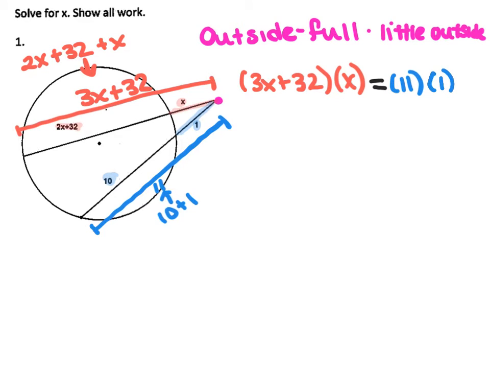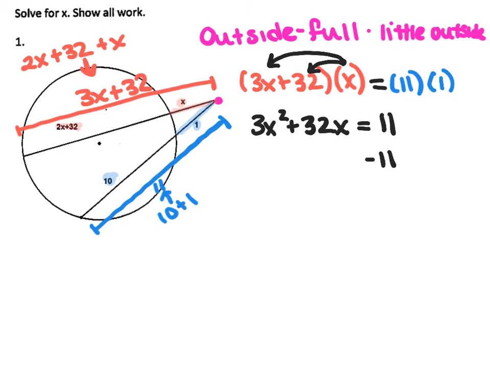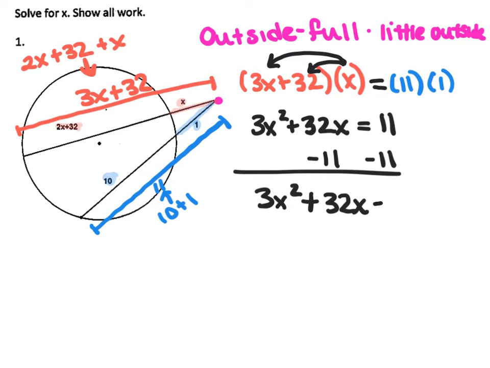Now from here, we're just going to solve like we would a normal equation. So for the top part, we're first going to distribute. So I can distribute the x to the 3x. We get 3x squared, and the x to the 32. So it's plus 32x, which equals 11. Now because we have an x squared that we're not going to be able to get rid of, we need to set this equal to 0. So I can subtract 11 from both sides. So you get 3x squared plus 32x minus 11 equals 0. And now you need to factor and solve.